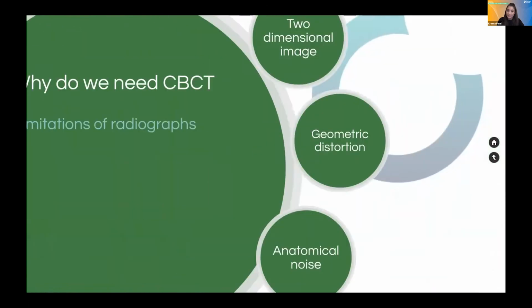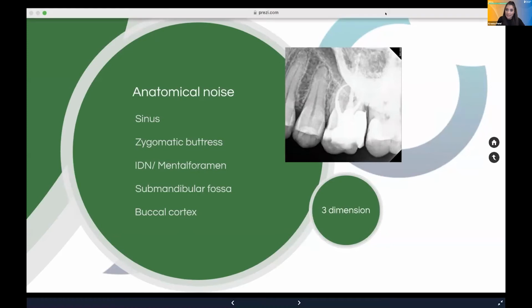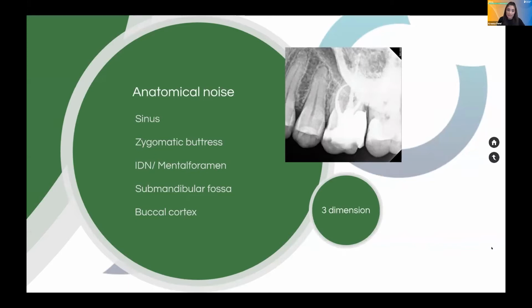The other main problem with radiographs is anatomical noise. Anatomical noise is anything that overlies the structure that we want to look at. So in this case, we've got the sinus and the zygomatic buttress, which is completely obscuring the root apices of this tooth. The mesio-buccal canal has a significant curvature, and I really wouldn't know that looking at the 2D radiograph before I started. Also, you can see how important an apex locator is here, because we just have no idea in terms of the length of those canals.